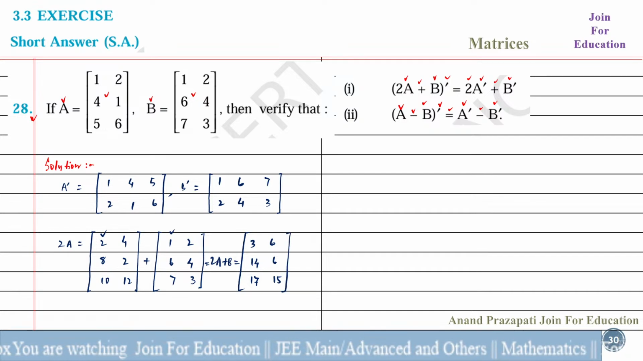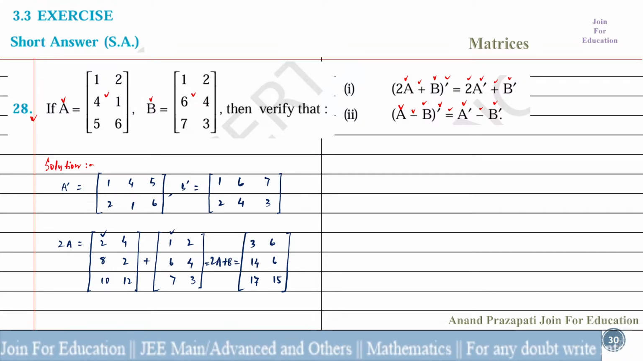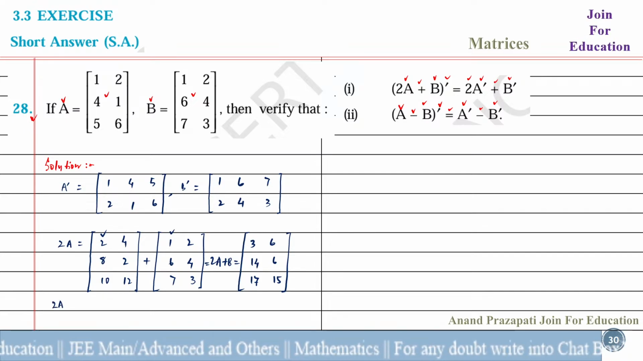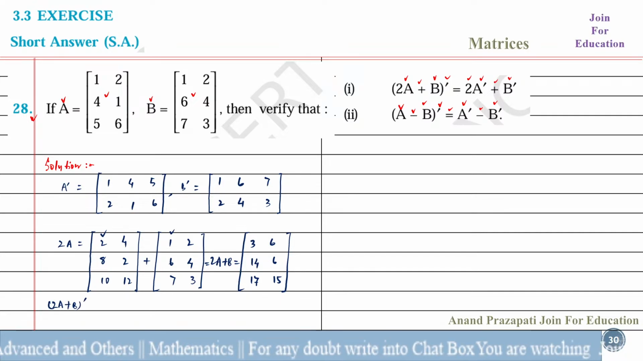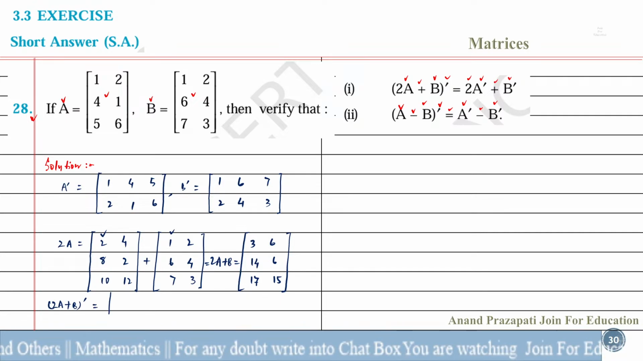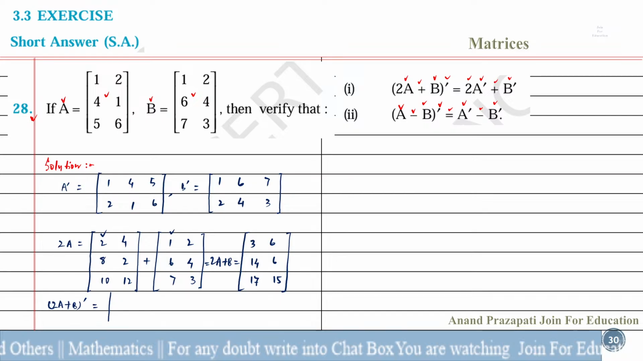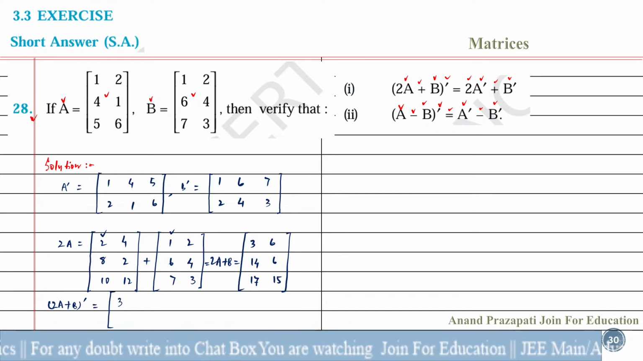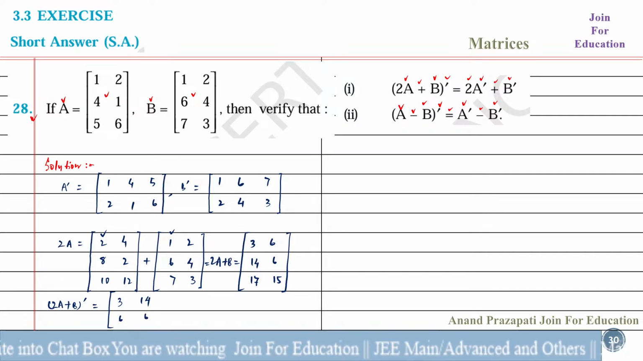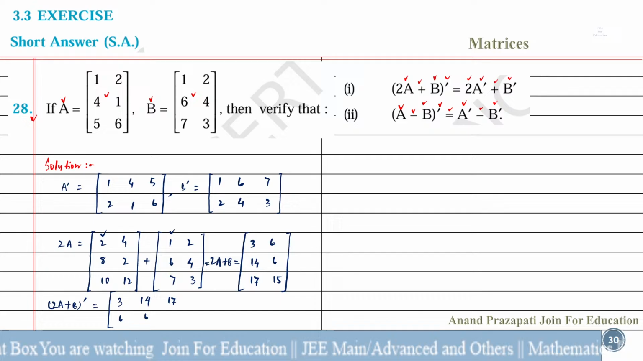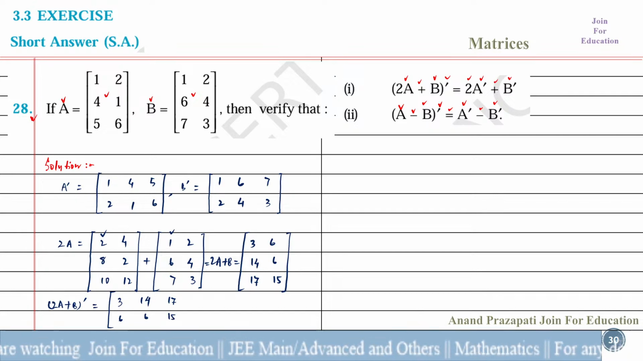And transpose of this one, transpose of 2A plus B, equal to 3, 6, 14, 6, 17, 15.